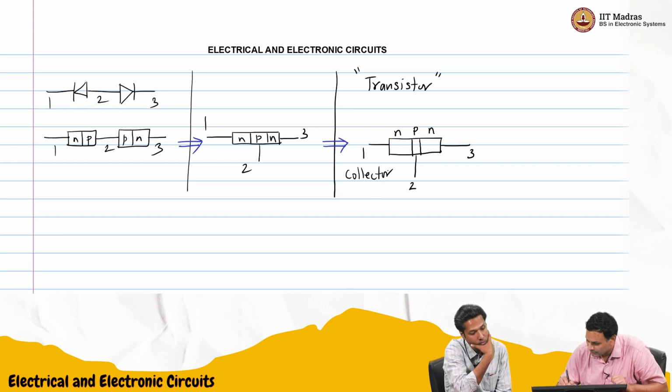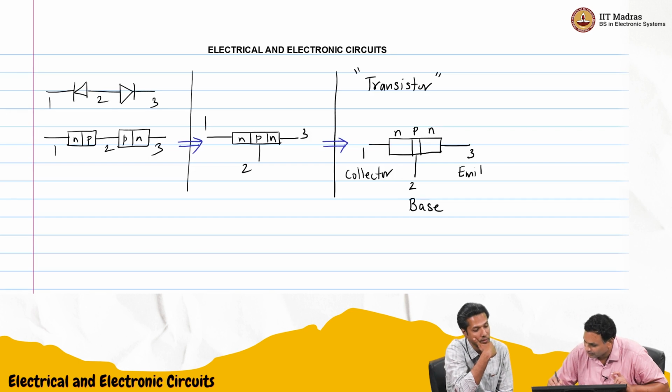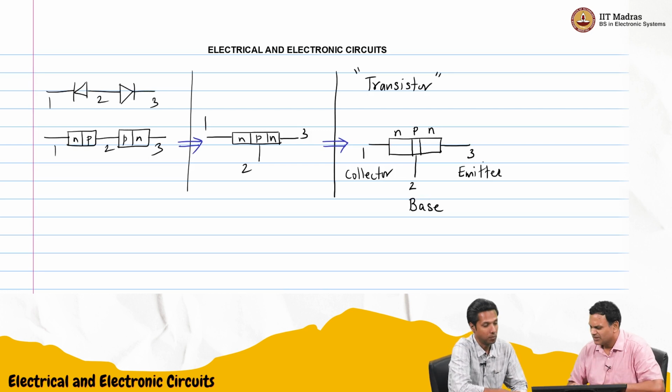Because it collects charge carriers, not current, right? So we'll call this the base, and we will call 3 the emitter, because it emits the charge carriers. We'll call it like this. And most likely, because we have N here, it must be emitting electrons. The electrons must be going via the base into the collector.